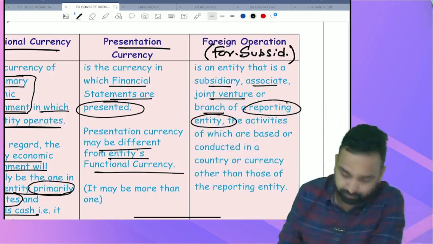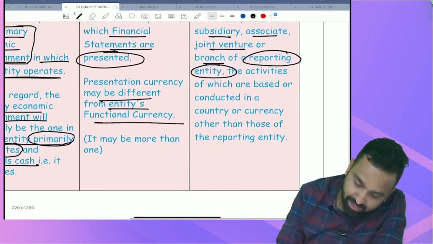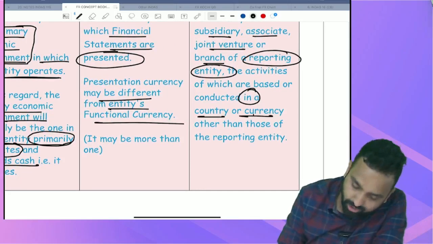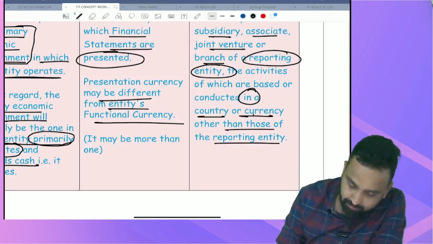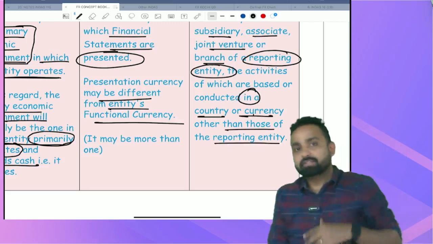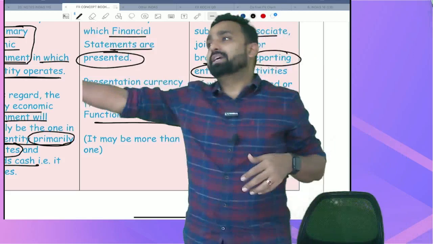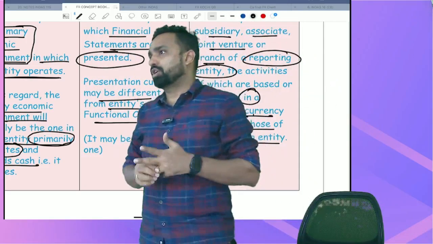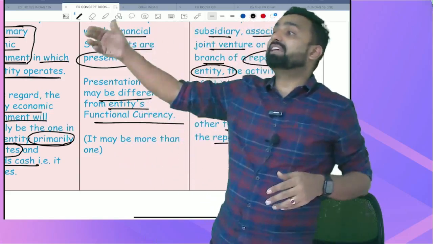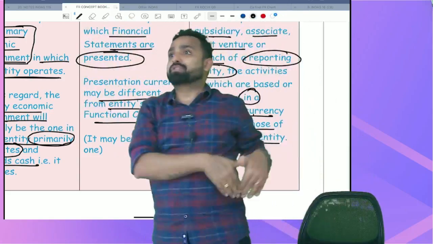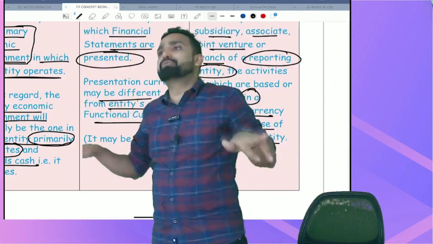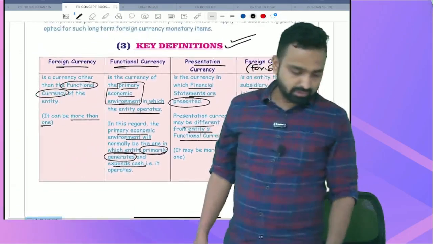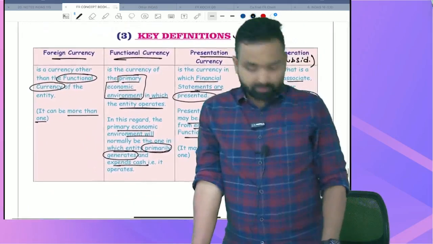Understood or not? The activities of which are based or conducted in a country or currency other than those of the reporting entity. Like the activity of that company is other than the activity of the holding company. So it carries its activity in a place which is different from the place of the holding, like the country is different. So it becomes a foreign subsidiary or foreign operation. Have you understood or not?